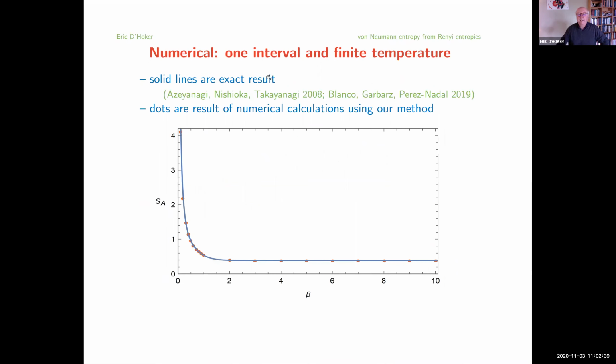We've also done some other checks where we knew that exact results were available. You can do the one interval, but put the system at finite temperature. There are exact results known by these authors, in fact some very recent, from just last year. This is plotted as a solid line, and the dots are from our numerical method. So that works pretty well too.